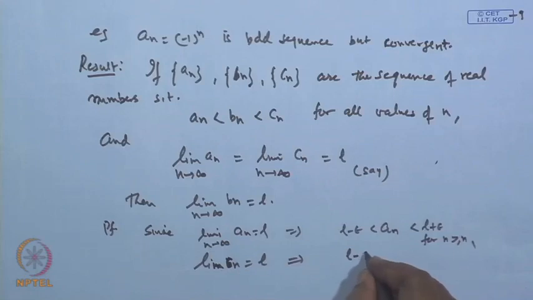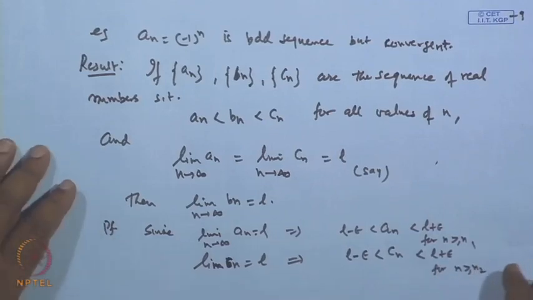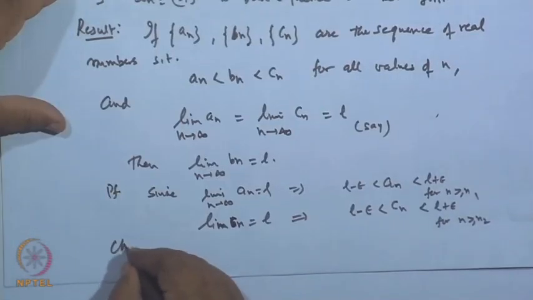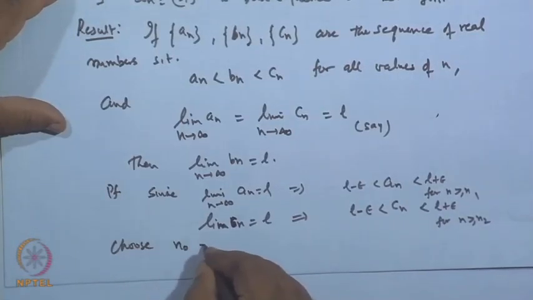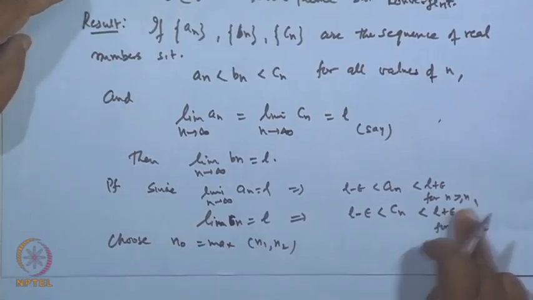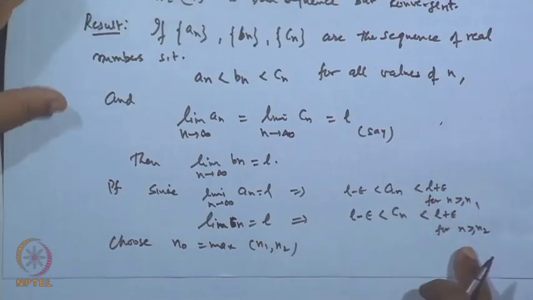Limit of c_n is L, so L minus epsilon is less than c_n, which is less than L plus epsilon, for all integers n greater than or equal to n_2. Now, if I pick n greater than n_1 and n_2, choose n_0 as the maximum of n_1 and n_2. So, for all n greater than n_0, this condition is satisfied. For all n greater than n_2, this condition will be satisfied.